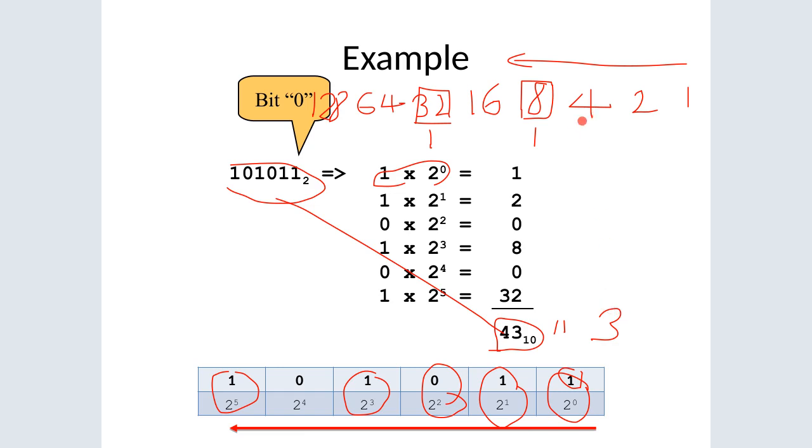Of course, 4 is bigger than 3. So you're only left with 2 and 1, because 2 and 1 make 3. It's just like multiples in multiplication: 25 in multiplication is equivalent to 5 times 5. But in this case, because you are adding, 43 is equivalent to 32 plus 8, which is 40, plus 2, which is 42, then plus 1, which is 43.